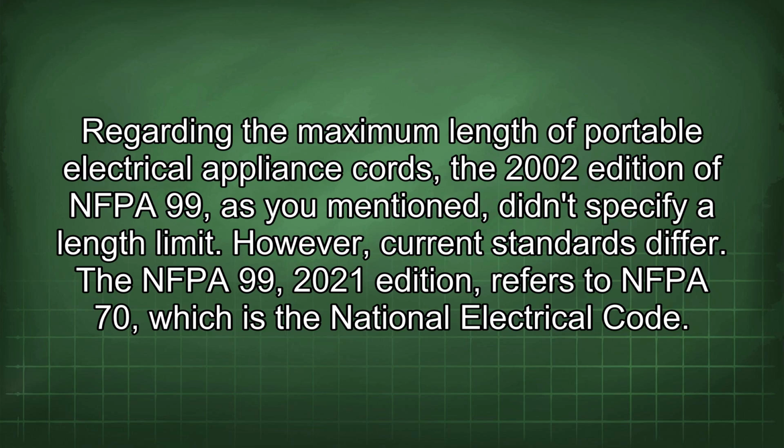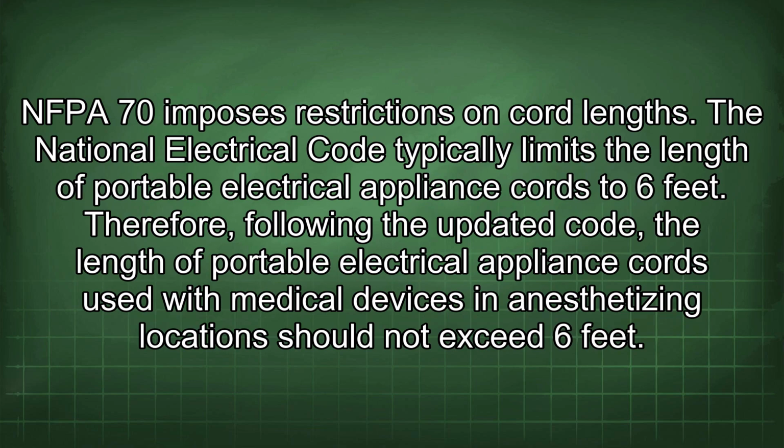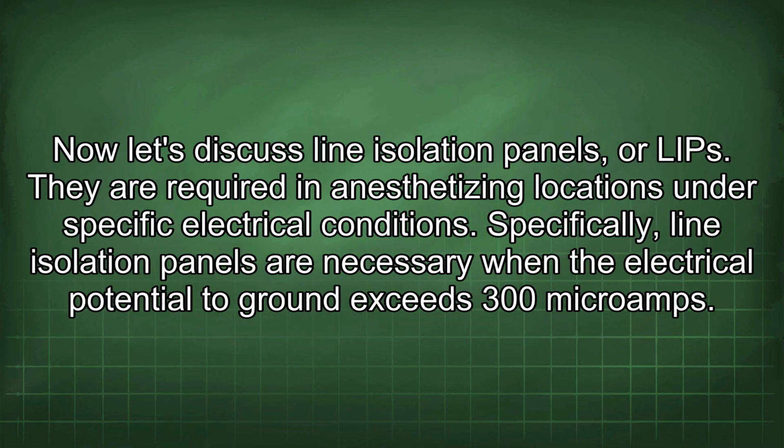The NFPA 99 2021 edition refers to NFPA 70, which is the National Electrical Code. NFPA 70 imposes restrictions on cord lengths. The National Electrical Code typically limits the length of portable electrical appliance cords to 6 feet. Therefore, following the updated code, the length of portable electrical appliance cords used with medical devices and anesthetizing locations should not exceed 6 feet. Now let's discuss line isolation panels, or LIPs.